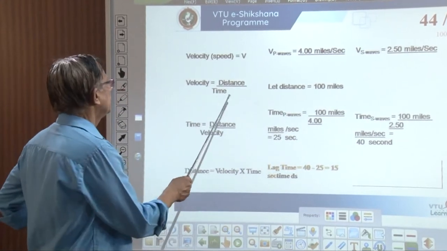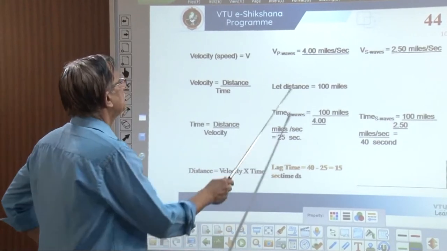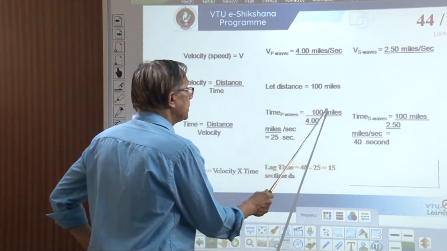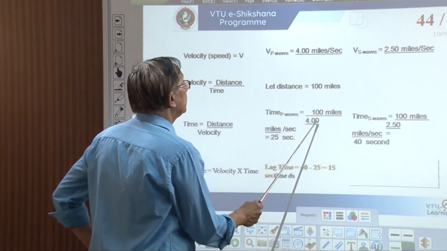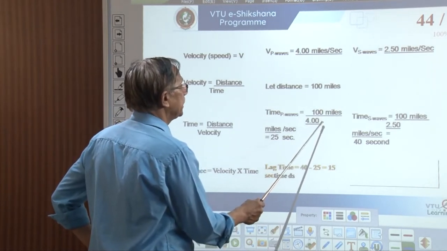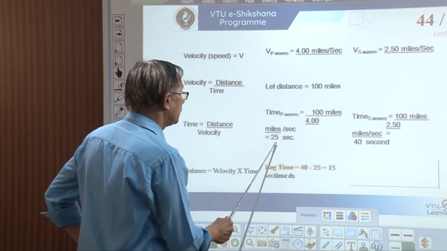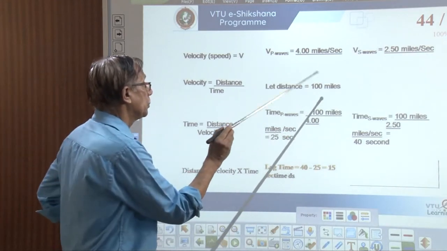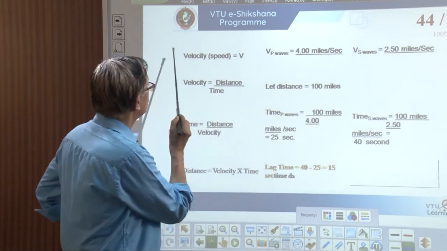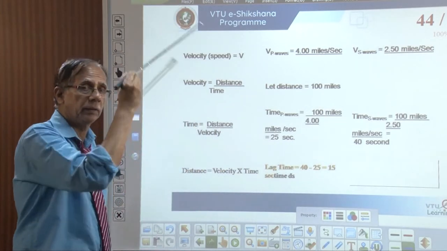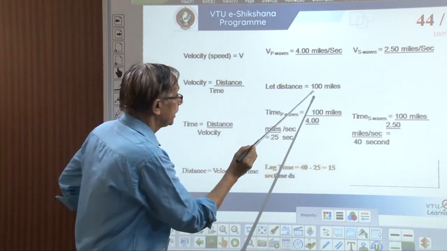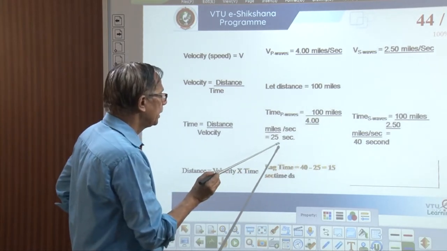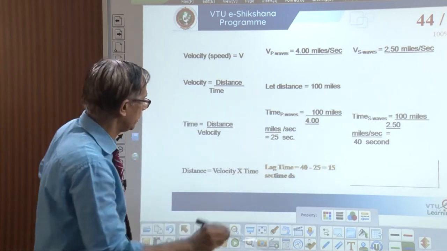Okay. So, velocity is distance divided by time. Let the distance traveled by that wave be, say, 100 miles. Then the time of the P wave: 100 miles is the distance, and 4 miles per second is the speed, therefore it takes 25 seconds to reach the particular recording station. What I mean to say is, suppose the distance it has traveled, as recorded from the seismograph, is 100 meters, and this is the speed of the wave. Therefore, this is the time taken by that wave to reach a particular recording station.